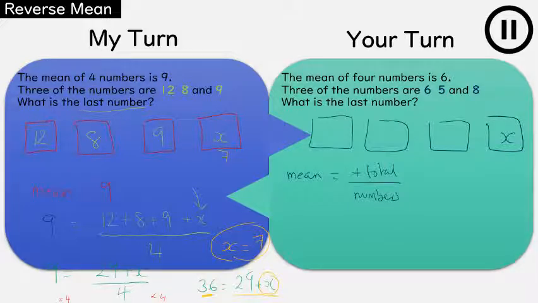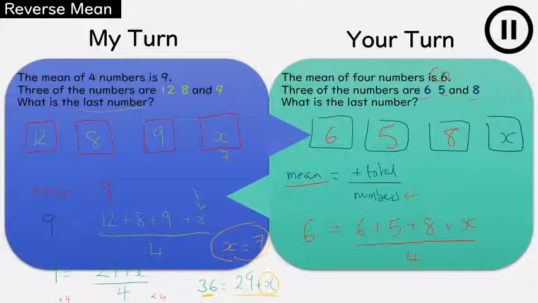Okay, welcome back. Let's have a go at this question. So we know that 3 of the numbers are 6, 5 and 8. Let's fill in the bits we know. Do I know the mean? Yes, the mean is given to me as 6. Do I know the total? Well, I don't know it for sure, but I do know if I was going to work it out, I'd do 6 plus 5 plus 8 plus the mystery number, which we know is x. Do I know how many numbers I've got? Yeah, I know there's 4 numbers.